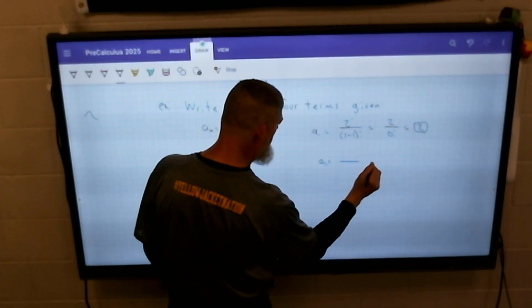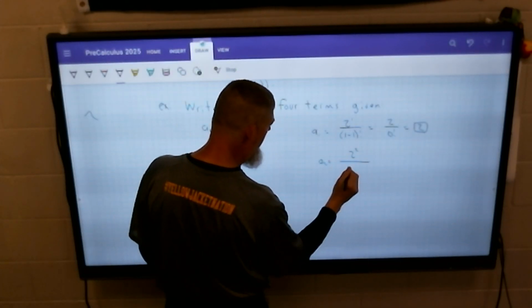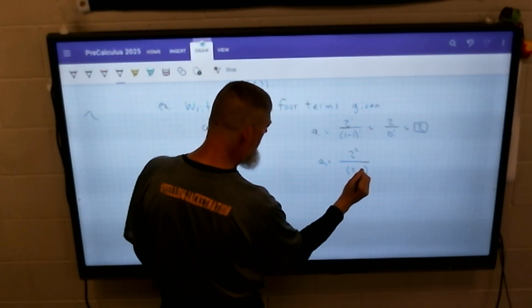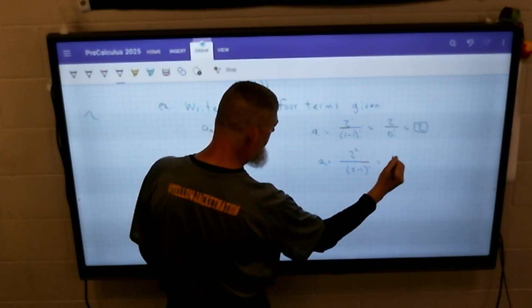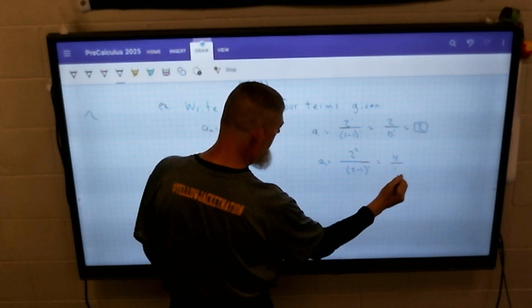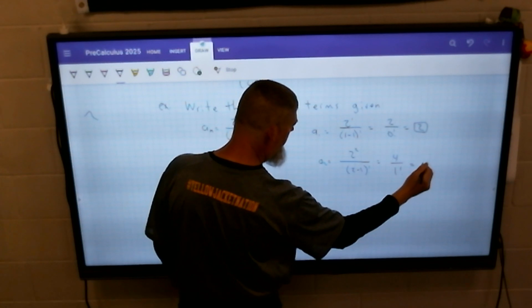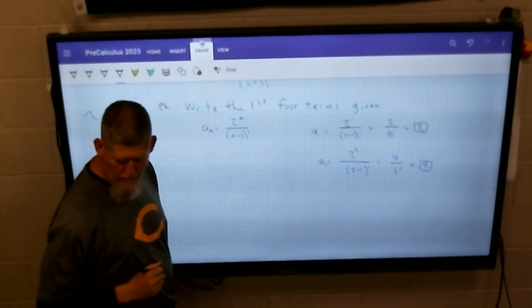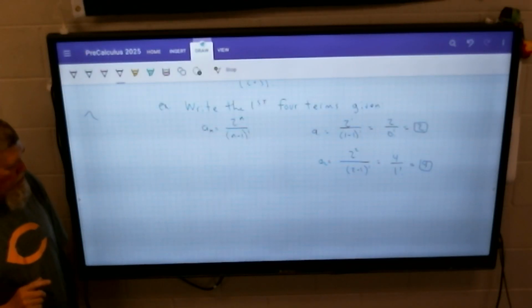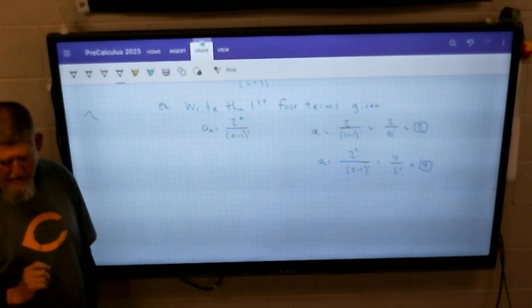4. So on top it's going to be 2 squared, and on bottom it's going to be 1 factorial, so 4 over 1, which gives us 4. Okay? So 2, 4. Any guesses on what the next is going to be?